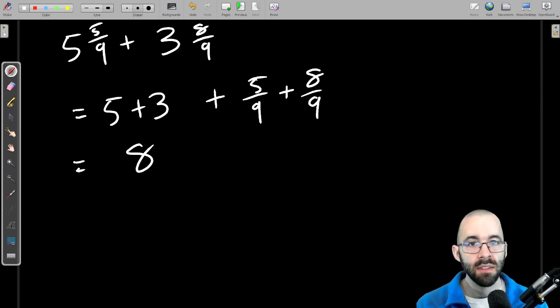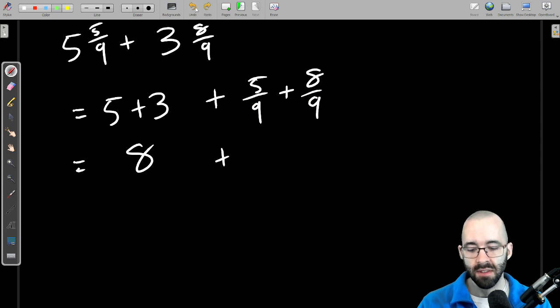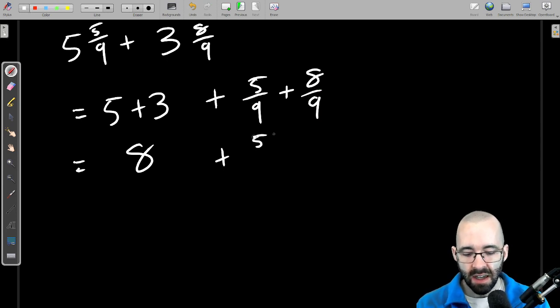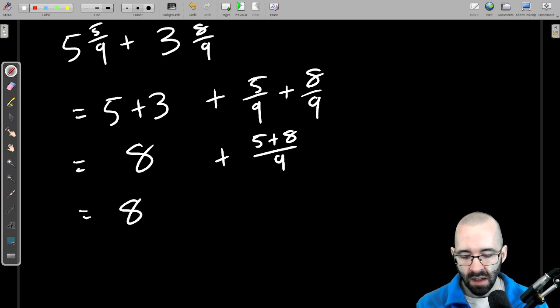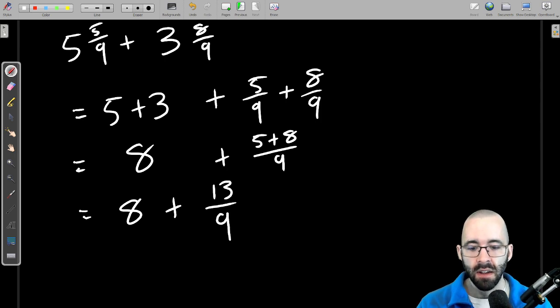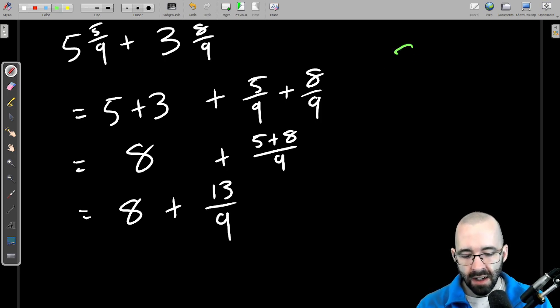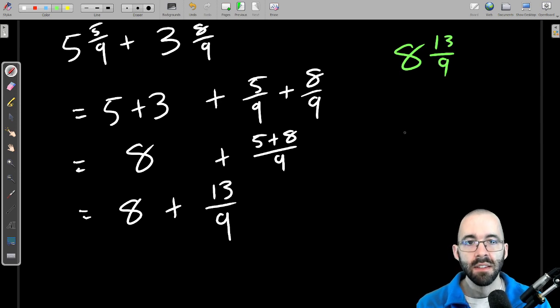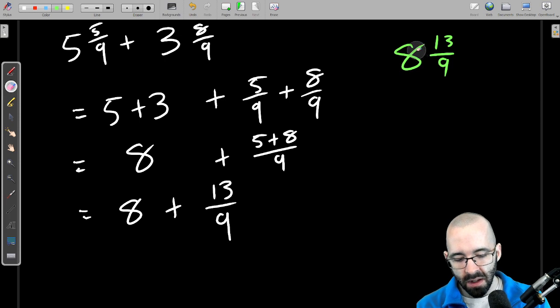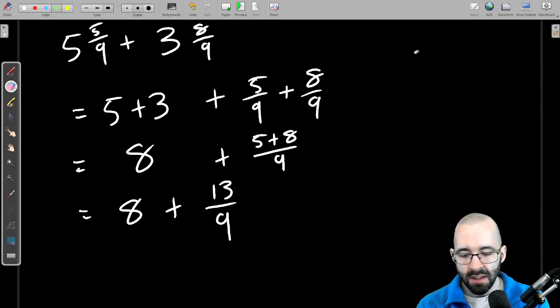5 and 3 is 8. And then again, we have a common denominator here, which is good. These have to match. And then 5 plus 8, all over 9. That'll be 8 and 13/9. But we're not going to write our answer like this. This is not a good mixed number because 13 over 9 is an improper fraction.